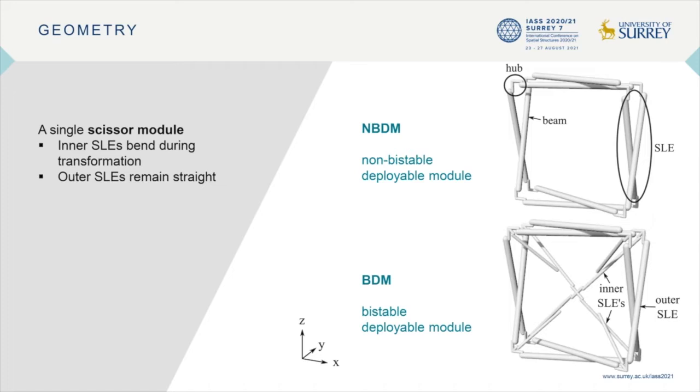The structure that I consider in this presentation consists of square scissor modules. Two types of modules are used, which are non-bistable deployable modules, or NBDMs, and bistable deployable modules, or BDMs. The outer scissor-like elements always remain straight during transformation, while the inner scissor-like elements bend during transformation. This means that when the diagonal elements are removed from a bistable module, the module becomes a pure mechanism.